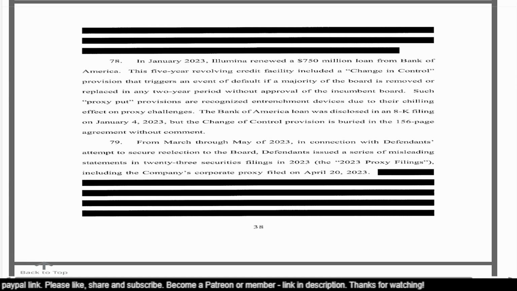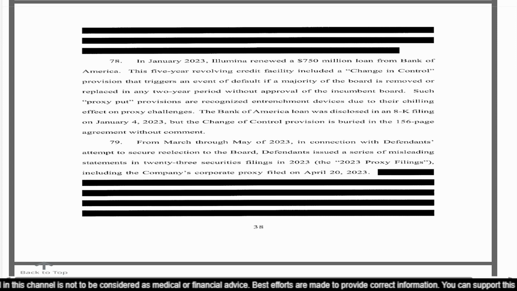I would like to read you point 78 of this suit, which says, in January 2023, Illumina renewed a $750 million loan from Bank of America. The 5-year revolving credit facility included a change of control provision that triggers an event of default if a majority of the board is removed or replaced in any 2-year period without approval of the incumbent board. Such proxy put provisions are recognized entrenchment devices due to their chilling effect on proxy challenges. The Bank of America loan was disclosed in an 8-K filing on January 4, 2023, but the change of control provision is buried in the 156-page agreement without comment. So these are the kind of poison pill like clauses that the document points out, which was incorporated in another area, which was the Bank of America loan.